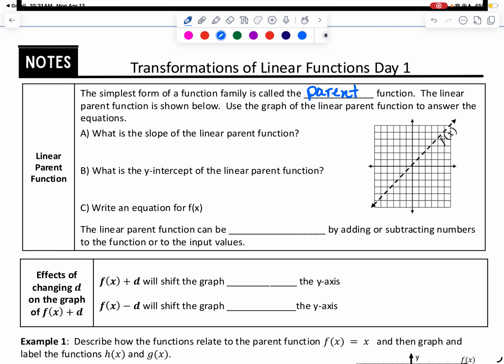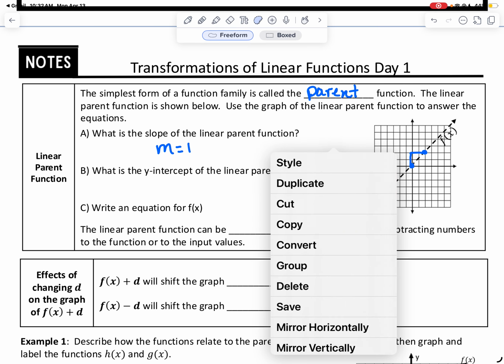So the first question is what is the slope of the linear parent function? So I can see this parent function passes through 0, 0. And if I pick another friendly point, say right here, I'm going up 2 over 2, which would reduce to 1. So I know the slope of my linear parent function is positive 1.